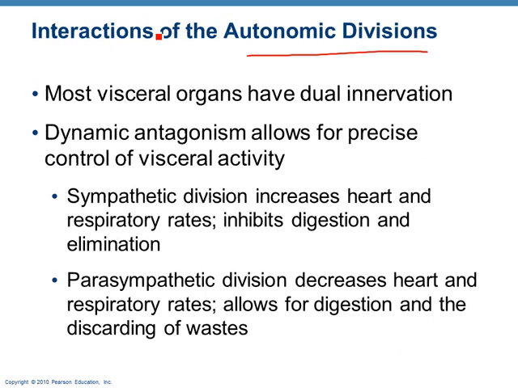Okay. So when we talk about organs, they are innervated by both parasympathetic and sympathetic. Sympathetic is anything that will either increase heart rate, increase respiration, inhibit digestion, and inhibit elimination, okay? Because if you want to get away from something, you want to be able to run fast, you don't want to be worrying about digesting your food, and you don't want to have to stop and go to the bathroom, okay? So you want to do whatever it takes to get away.